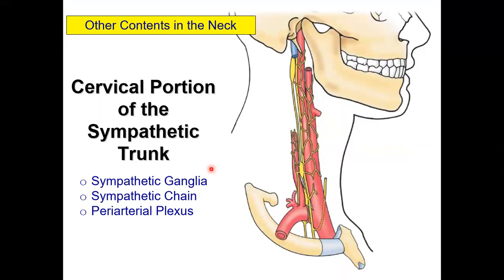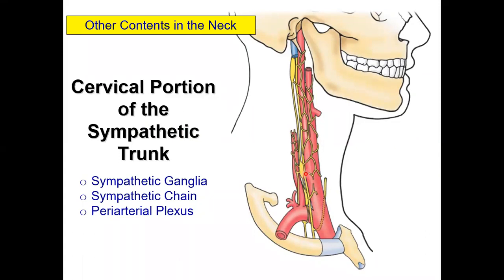Cervical portion of the sympathetic trunk. Okay, so this is when we get to talk about the sympathetic ganglia. So you learned about sympathetics originating in your spinal cord at the IML, the intermediolateral gray horn. So those columns inside of the thoracic spinal cord are giving you your origination of your sympathetics. However, to get sympathetics to the head and neck, their ganglia are much higher up.